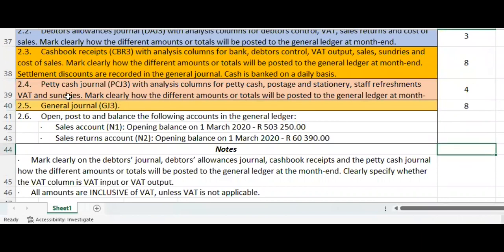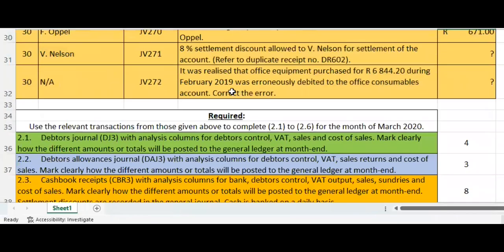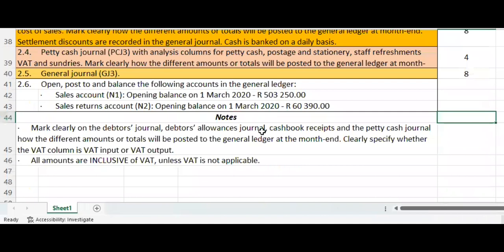Good. And then the last thing we will have to do is open, post, and balance the two ledger accounts, but we're not going to worry about that now. We are going to start by doing each one of these questions. And that is what you do even before you start with any question. And if you do that well, then the rest of the question will actually be a lot easier.